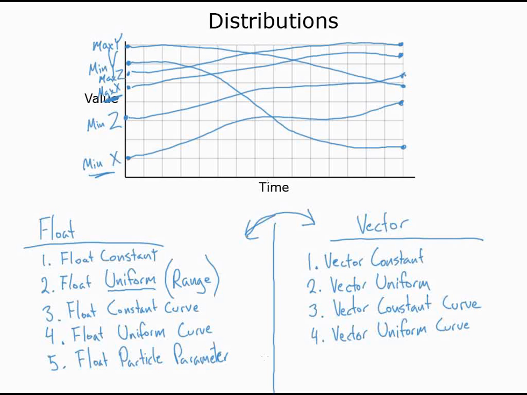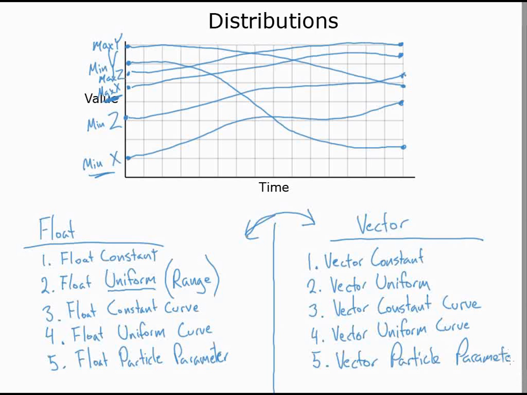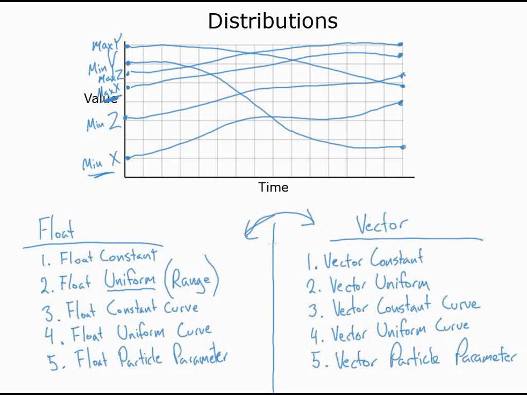Okay, and then the final type that we have available is going to be the vector particle parameter, once again giving us external control from places like Matinee or Kismet. That's right. Now, as I said earlier, parameters are kind of a special case, and they warrant a little bit of special discussion. So let's break away from what we've done so far with all of our curves and whatnot. I'm just going to clean all of this off.